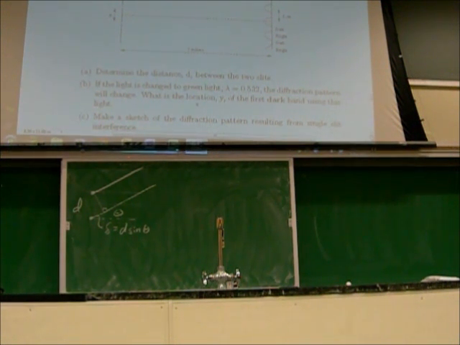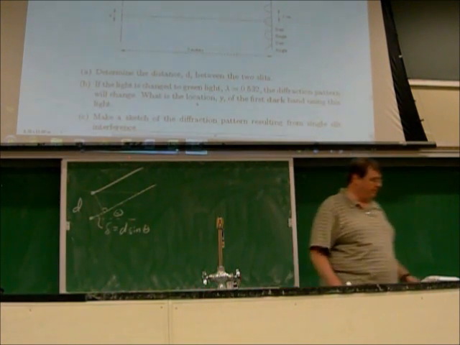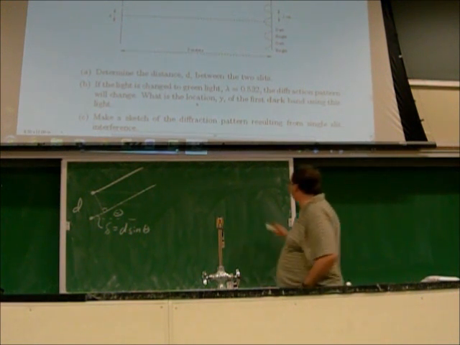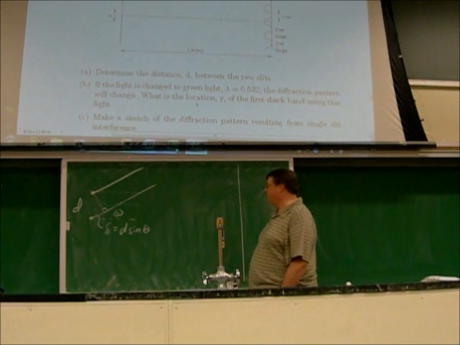Meaning that how do I get constructive? D sine theta equals what? 0 lambda or 1 lambda, 2 lambda, 3 lambda, 4 lambda, 5 lambda, 6 lambda, etc. Everybody with me? Now, each feature in the diffraction pattern can be identified with one of those possibilities. Right there's the middle.